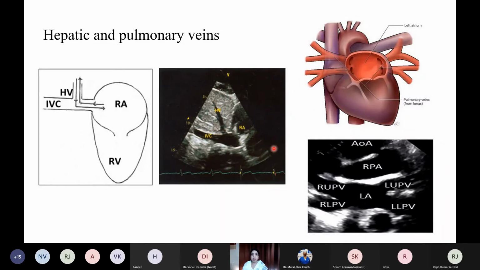Okay. And coming to the pulmonary side, this is the left atrium with four pulmonary veins draining into it. And this is the suprasternal crab view of transthoracic. This is a beautiful view which shows all the pulmonary veins: right upper, right lower, left upper and left lower.